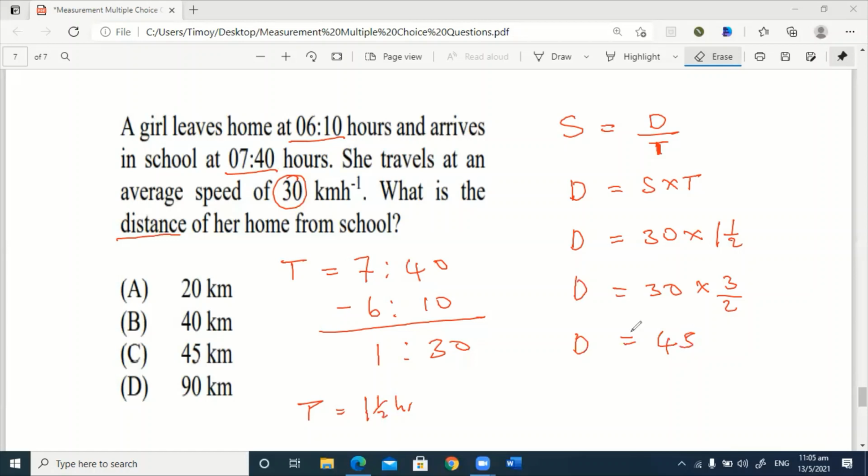Right? So remember that distance is measured in kilometers. So here, this is just going to be 45 kilometers. So our answer here is C.